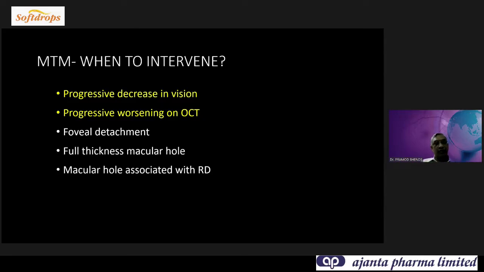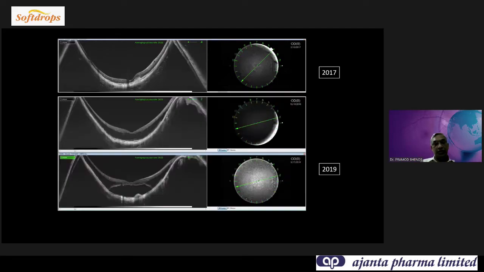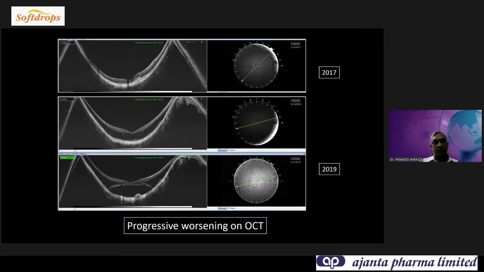So when to intervene? Again, when there is a progressive decrease in the vision, when there is a progressive worsening of the OCT, if you have a foveal detachment, if you have a full thickness macular hole or associated retinal detachment. So this is one patient, from 2017. If you look at the picture, over a period of 2 years, there is a progressive worsening of the foveal schisis on OCT. So probably this is an indication for the surgery.